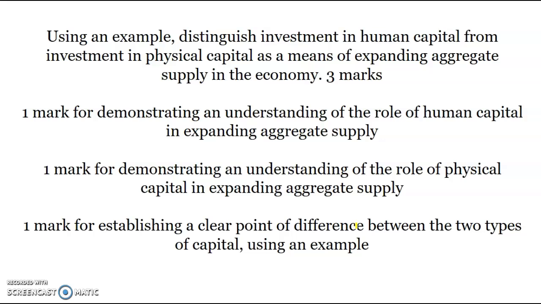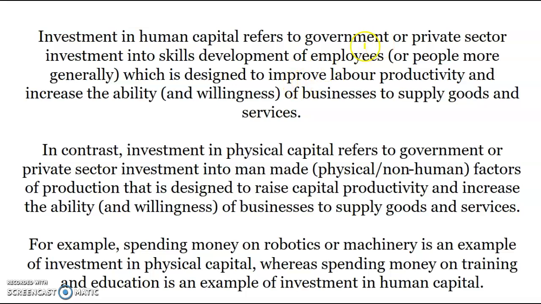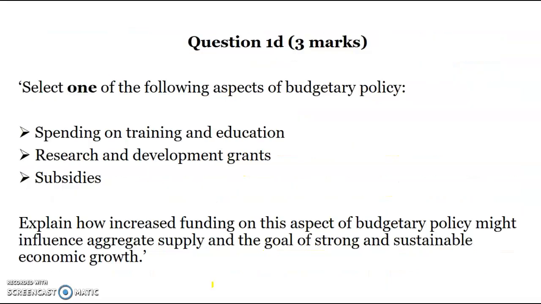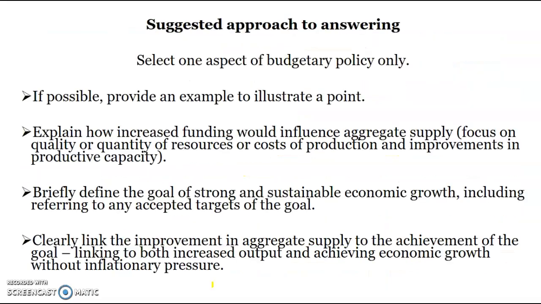Distinguish investment in human capital from physical capital as a means to expanding aggregate supply. So human capital refers to developing skills in employees, trying to boost labour productivity and willingness to supply. Investment in physical capital refers to investment in man-made or physical items or factors that are going to help us produce, trying to boost capital productivity. So spending on robotics or machinery is investment in physical capital, whereas spending on training and education is human capital.